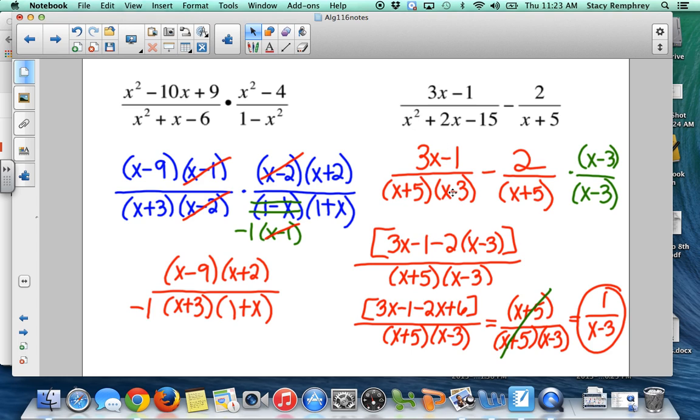Now that I have the denominator factored, I looked at this compared to the other denominator. I said, okay, they both have an x plus 5, but this one has an x minus 3. So I'm going to multiply this fraction by x minus 3 over x minus 3, so they'll have a common denominator. So my new numerator is 3x minus 1 minus 2 times x minus 3, all over that common denominator. I distributed the -2. That's where this came from. I combined like terms. That's where this came from. And then I said, okay, now I have a common factor. I cancel those, and there's my answer.